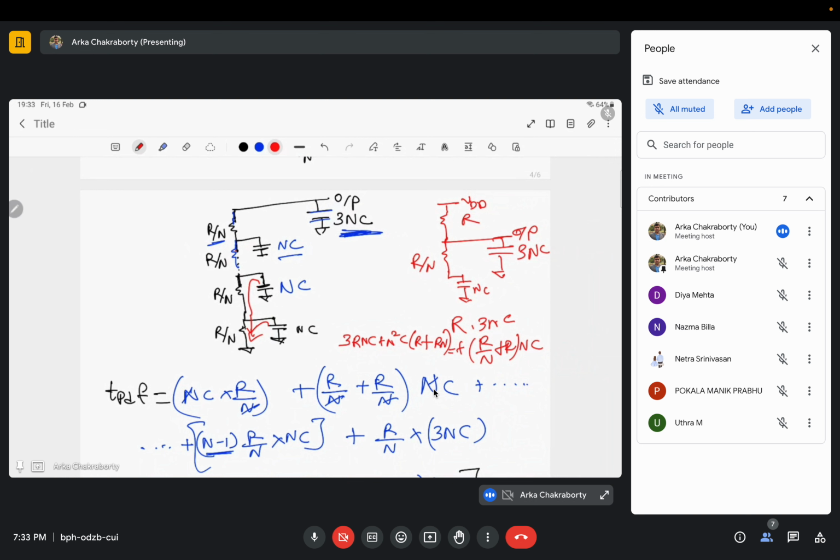Okay, and then cancel. Sorry. N square C. I hope you can solve this by yourself also. 3RNC plus how much would it be? N cancels. So R plus Rn into C. Something like this. Of this order it will come. Okay, you can do it and check it yourself. Any more questions regarding anything?